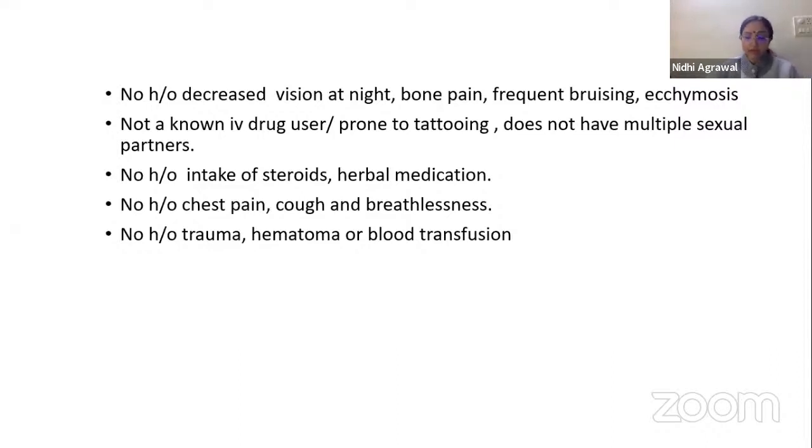Now, let us go on to the next question. Suppose this patient is a case of carcinoma head of the pancreas, and is posted for Whipple surgery. So tell me first, what is Whipple surgery?